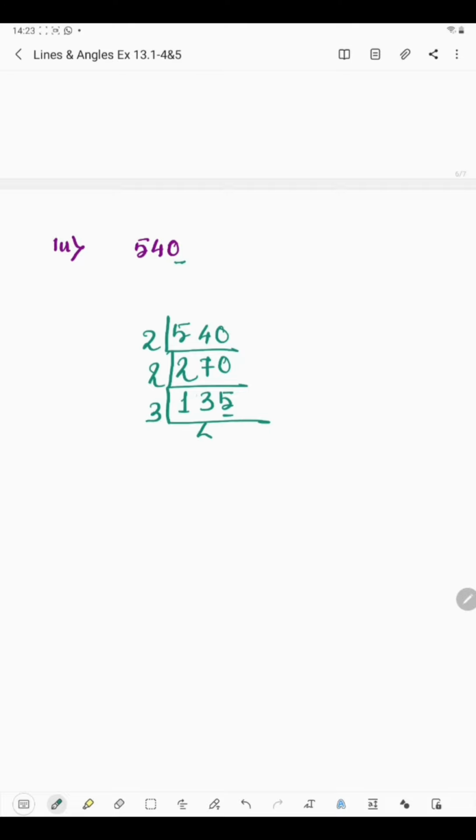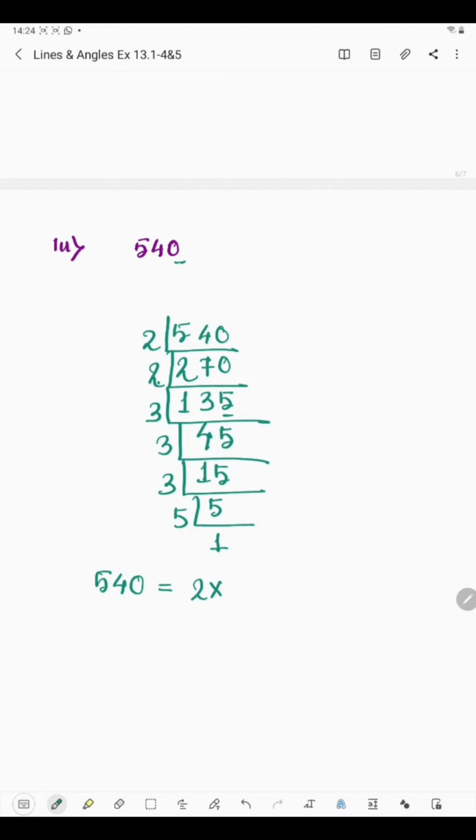So 3 4s are 12, 3 5s are 15. So we have got 45 and 45 is divisible by 3 as the sum of the digits is 9. So 3 1s are 3, 3 5s are 15. Again 3 5s are 15 and 5 1s are 5. Okay, so here we have got 2 2s, 3 3s and 1 5. So 540 can be written as 2 into 2, then 3 into 3 into 3 into 5.